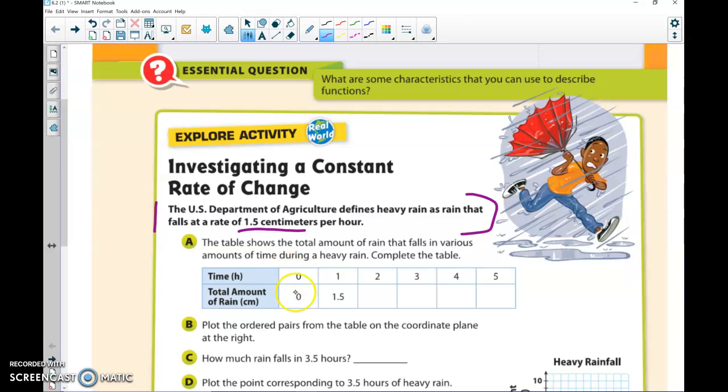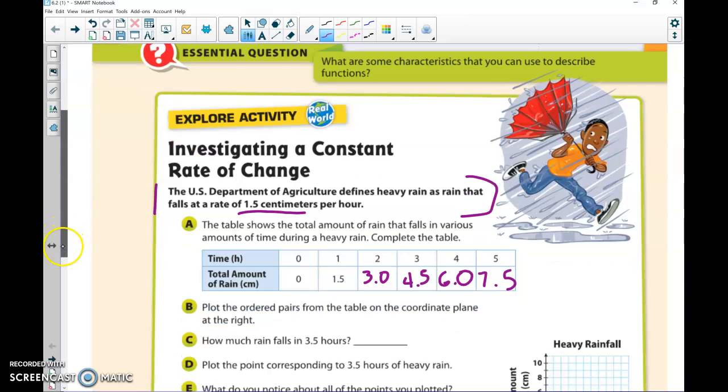So after 0 hours, well, it hasn't rained yet, so 0 inches of rain have fell. Then like it says, it's 1.5 centimeters per hour. So after 1 hour, we have 1.5 centimeters. After 2 hours, we're just going to double that. 2 times 1.5 is 3 centimeters. 3 times 1.5 is 4.5. 4 times 1.5 is 6. And 5 times 1.5 is 7.5.